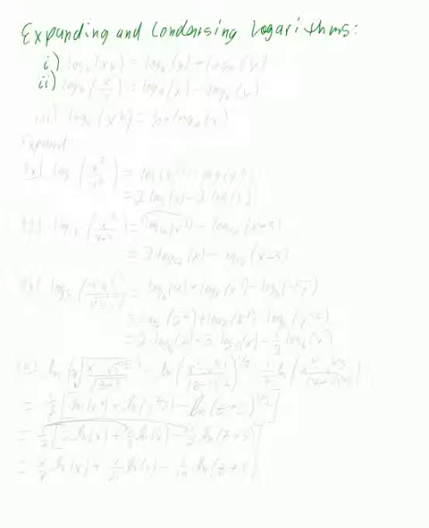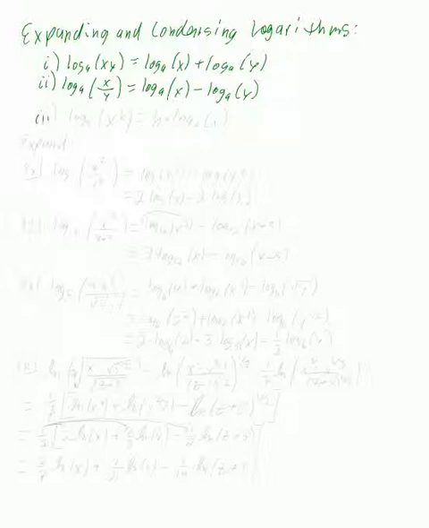The first rule is the product to sum rule. Log base a of xy, x times y, is equal to log base a of x plus log base a of y. The second rule is the quotient to difference rule, which is log base a of x divided by y is equal to log base a of x minus log base a of y.